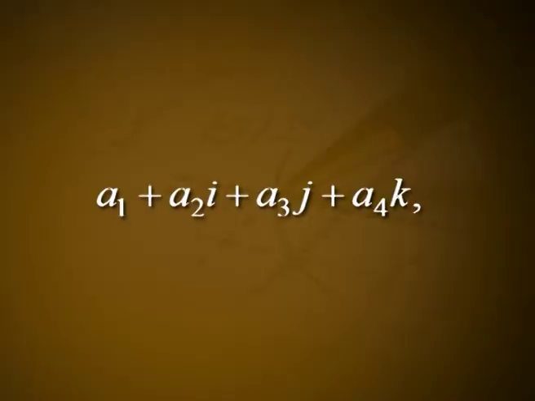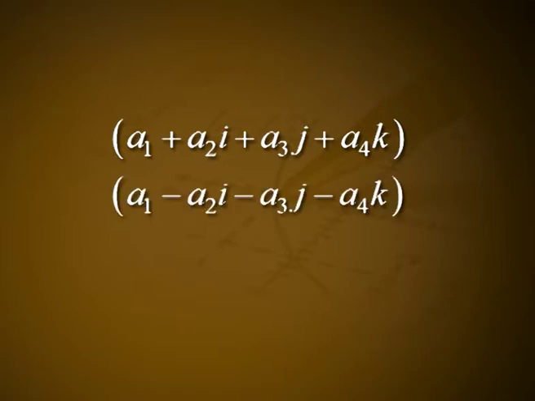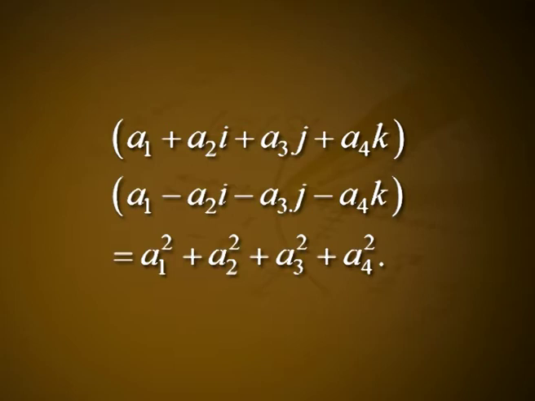The only axiom that we prove is the existence of a multiplicative inverse for a1 plus a2 i plus a3 j plus a4 k with not all ai equal to 0. Computation shows that (a1 plus a2 i plus a3 j plus a4 k) into (a1 minus a2 i minus a3 j minus a4 k) is equal to a1 square plus a2 square plus a3 square plus a4 square.